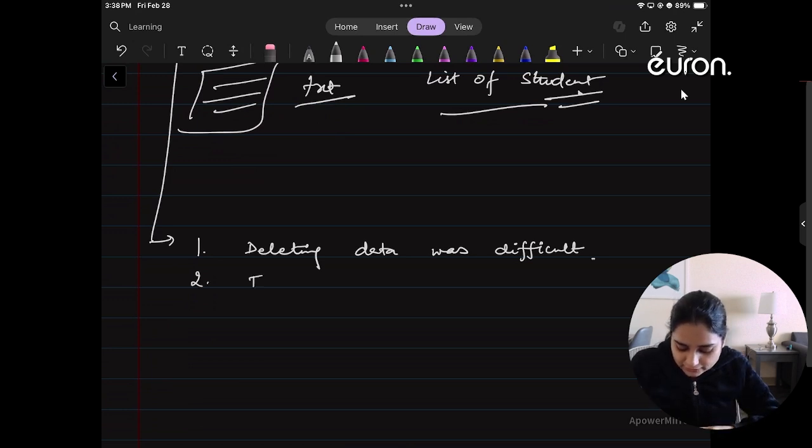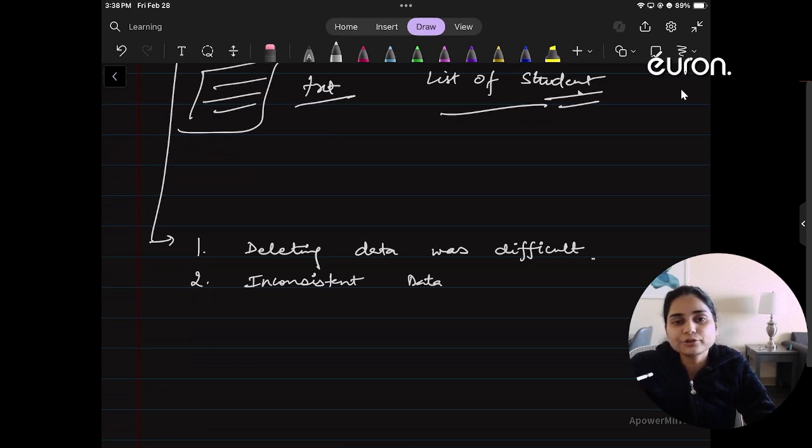The second one is inconsistent data. What does it mean? Let us say you have that student name at 5 places. If you want to change the name of that person, let us say at 4 places you were able to do it. But keeping it updated at all the places is going to be difficult. Even if you accidentally miss one, you're not going to maintain consistency in your data. So these are the issues you have.